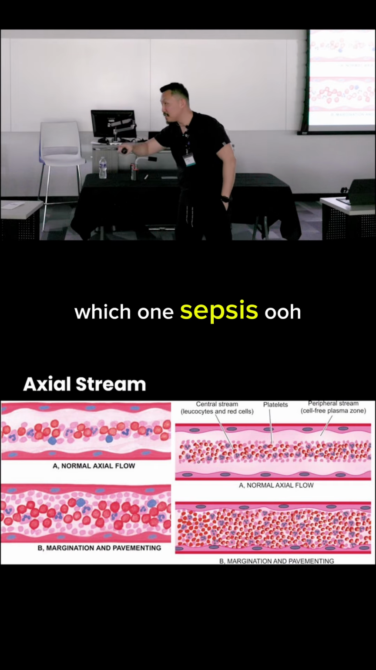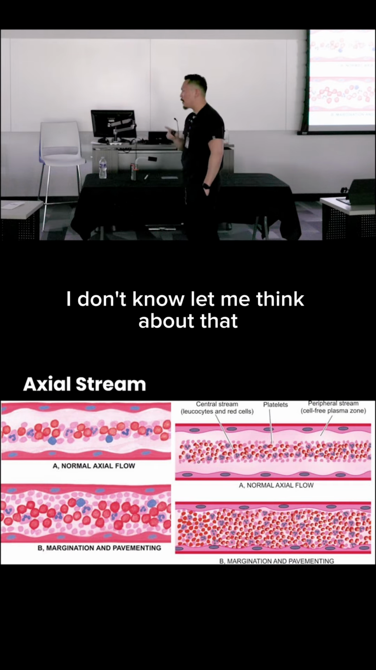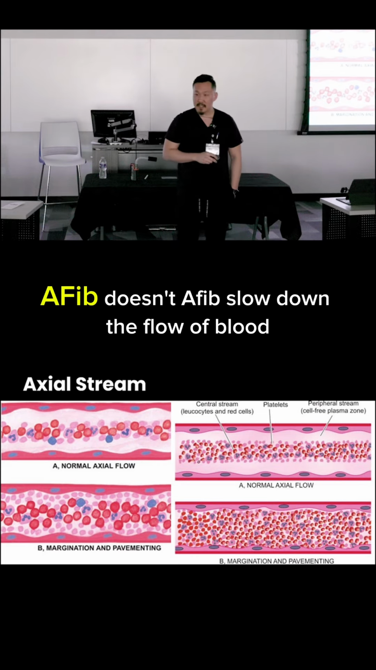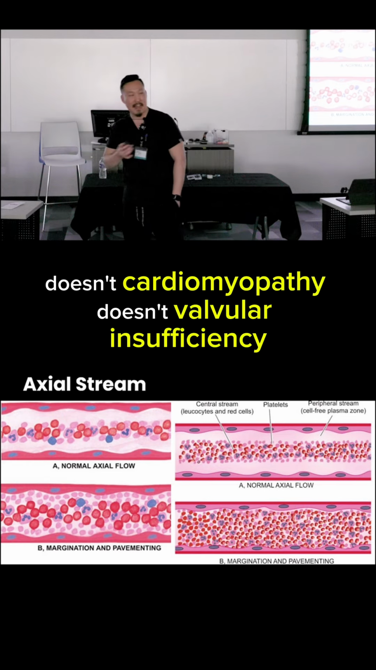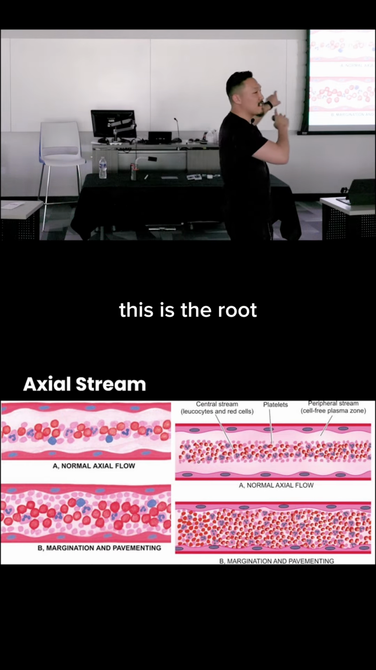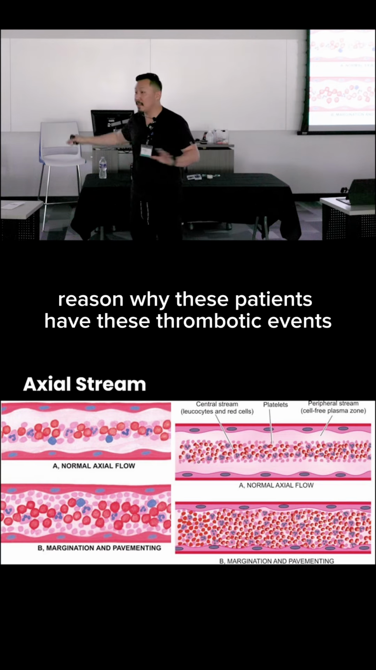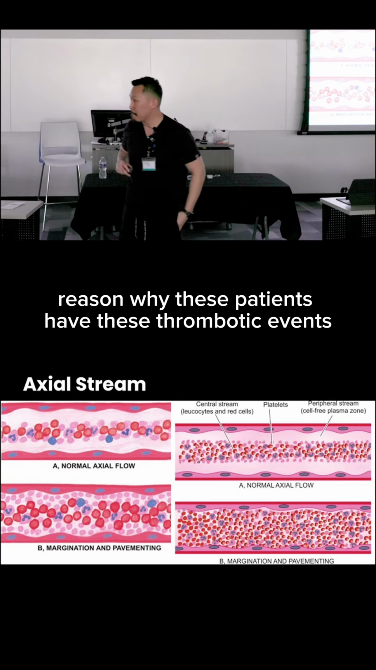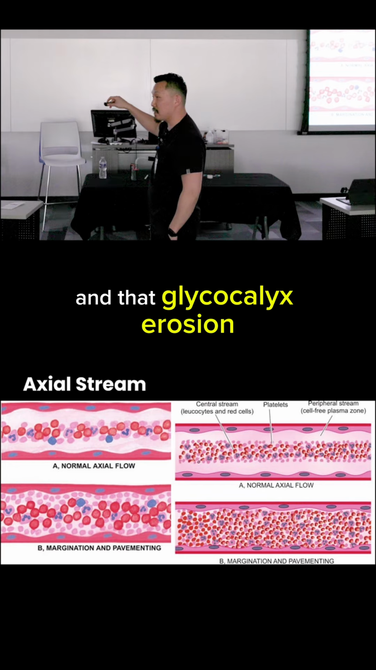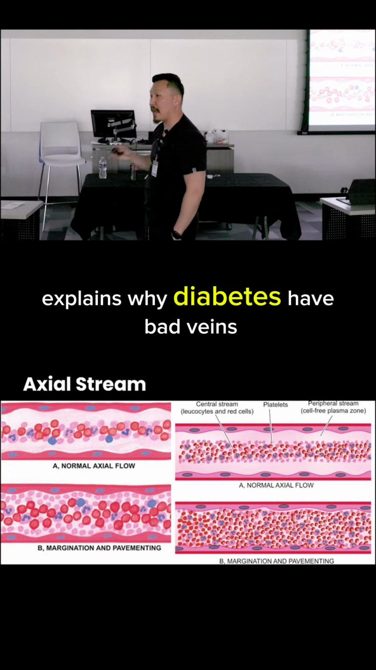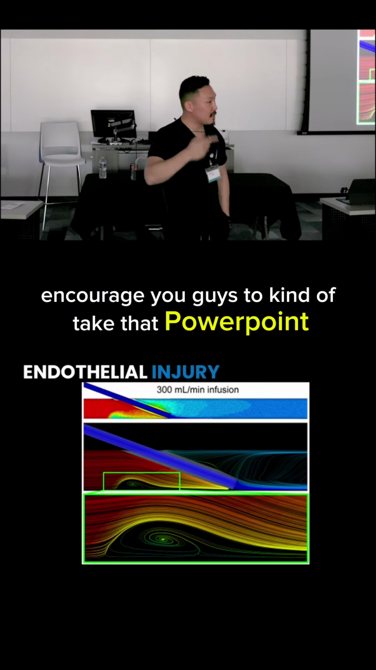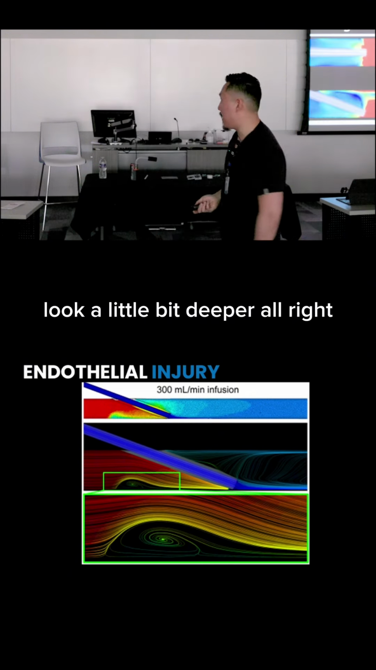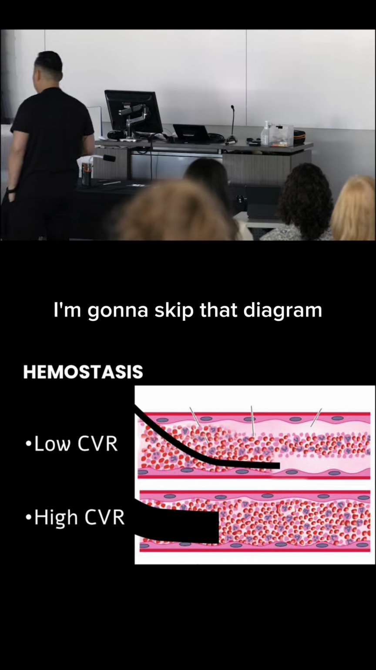Which one? Sepsis? Ooh, I don't know. Let me think about that. AFib. Doesn't AFib slow down the flow of blood? Doesn't cardiomyopathy? Doesn't valvular insufficiency? This is the root reason why these patients have these thrombotic events. And that glycocalyx erosion explains why diabetics have bad veins and they clot more easily. Okay? So that's why I encourage you guys to take that PowerPoint and look a little bit deeper, all right? So I'm going to skip that diagram.